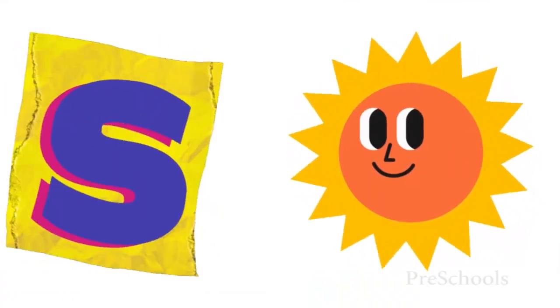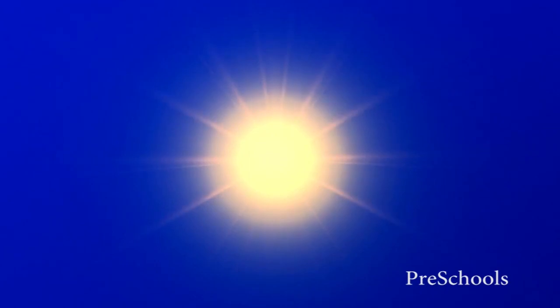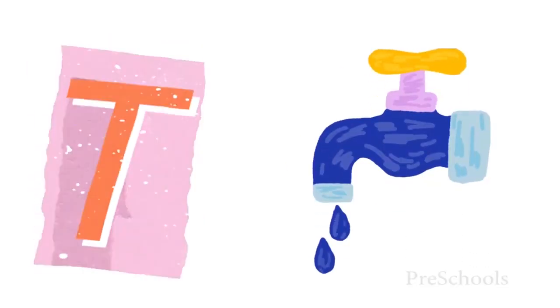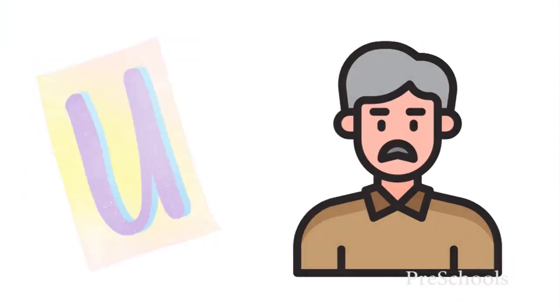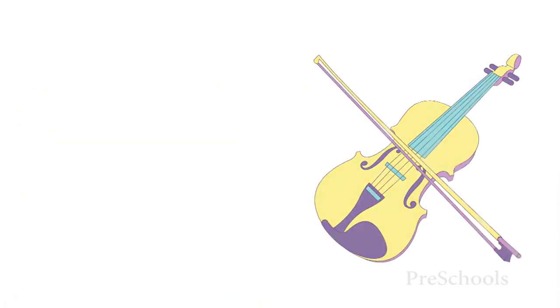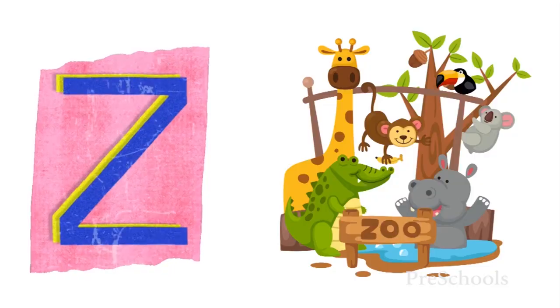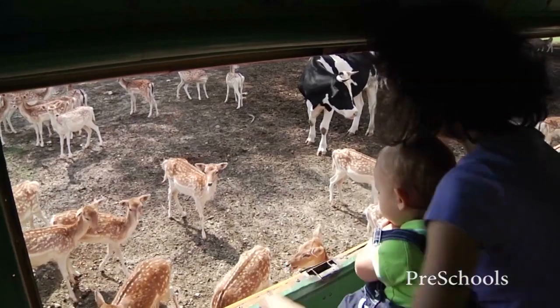S for sun. T for tap. U for uncle. V for violin. W for well. X for box. Y for yacht. Y for X. Z for zoo.